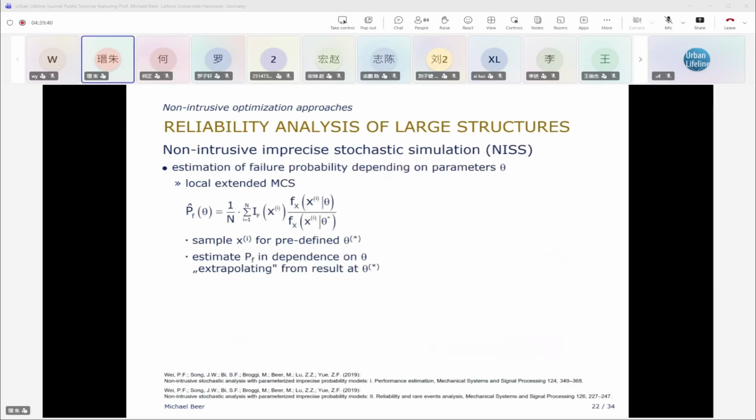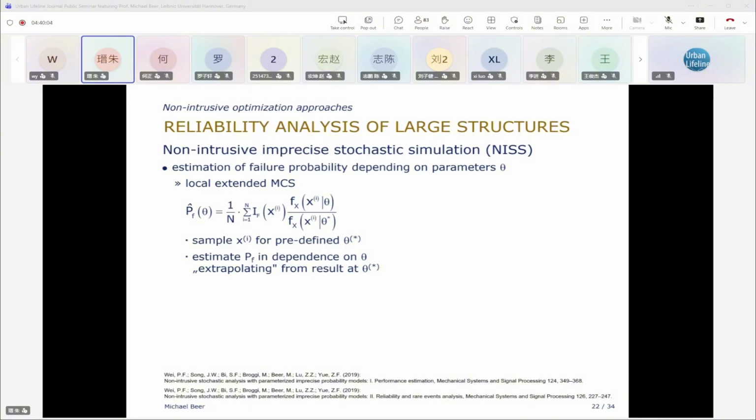Finally, another method, which is non-intrusive, also using a surrogate, is non-intrusive imprecise stochastic sampling. The previous one was developed by Marcus Valdebenito mainly. This one was developed by Wei-Peng Fei. So that is non-intrusive imprecise stochastic sampling, which is based on an expansion of Monte Carlo simulation.